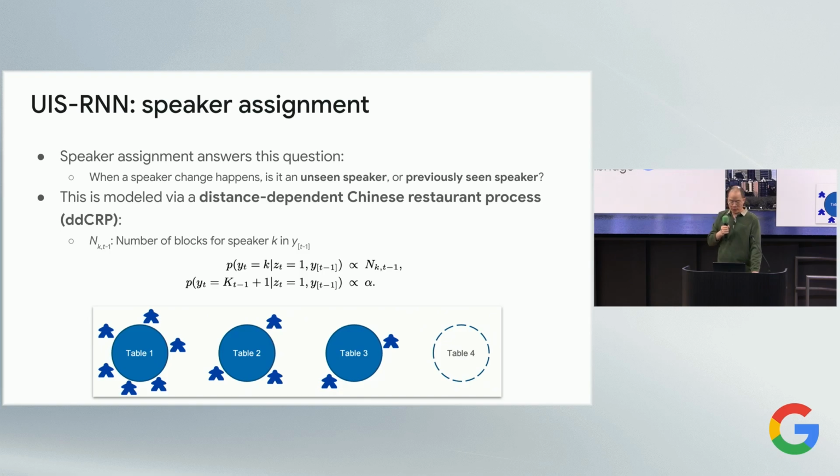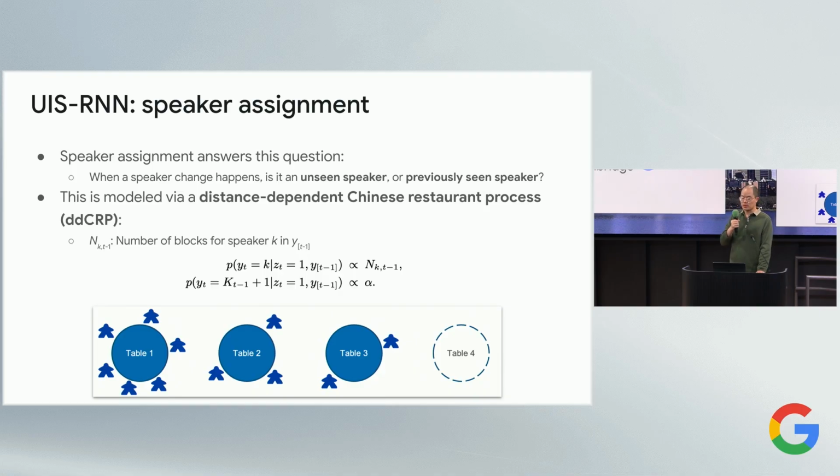The second one is more interesting, speaker assignment. So for this problem, we want to model, when a speaker change happens, is this an unseen new speaker, or is it a previously seen speaker? And we model it as a distance-dependent Chinese restaurant process, or DDCRP.